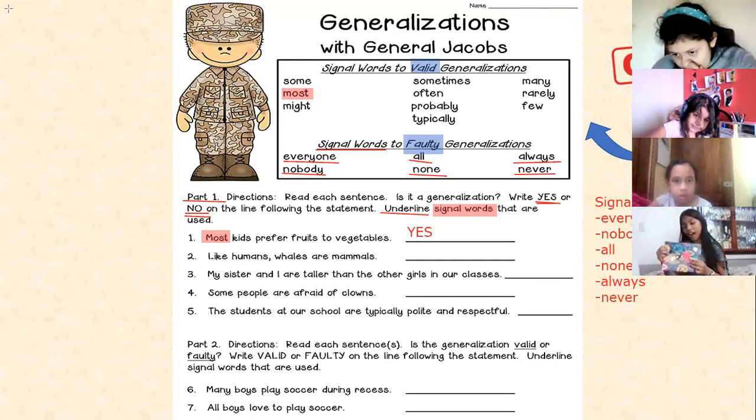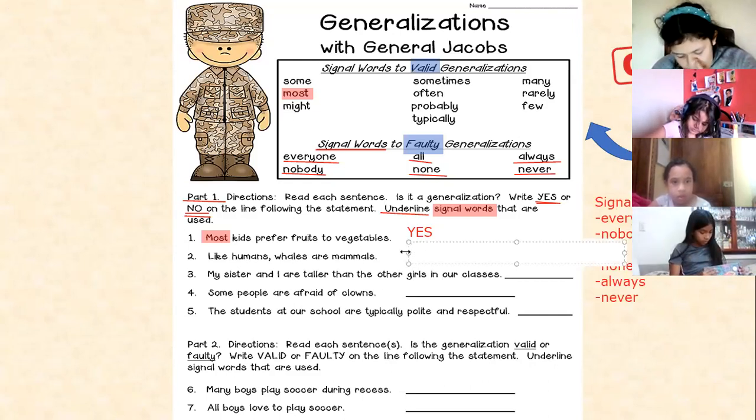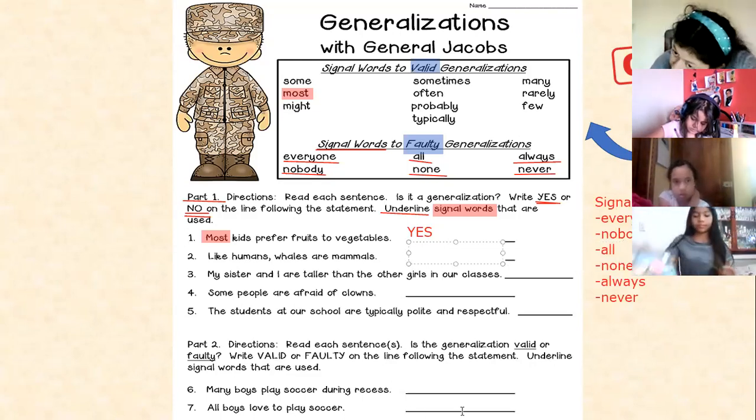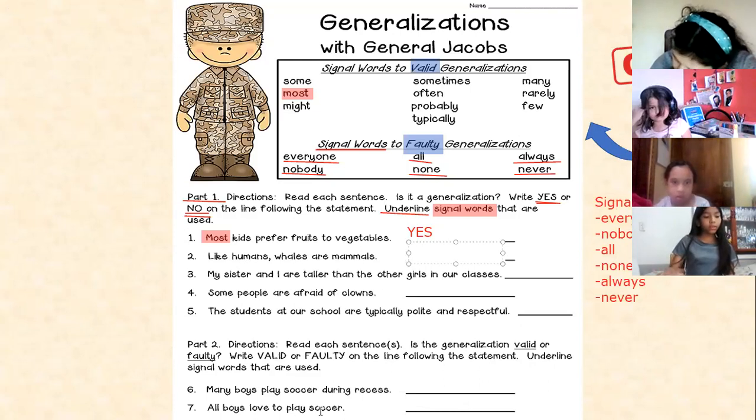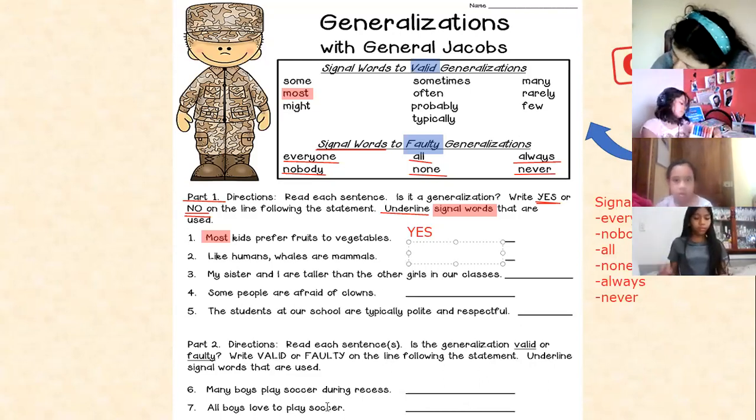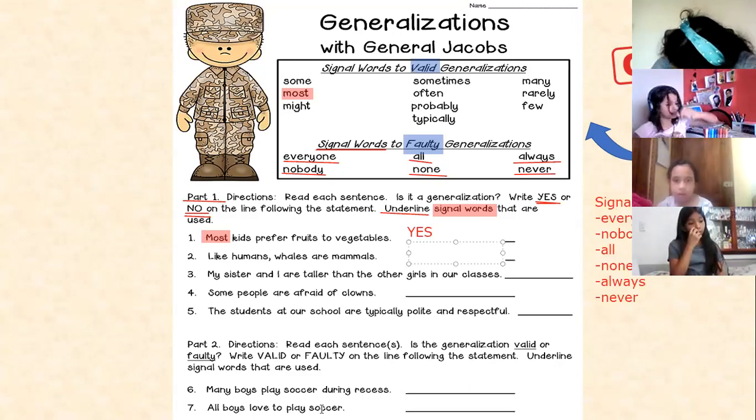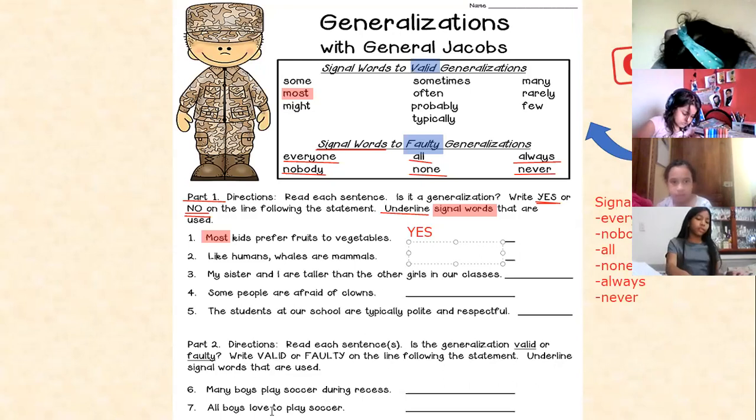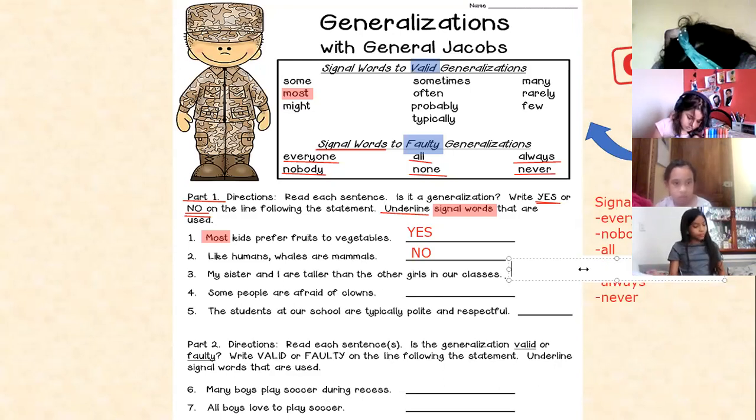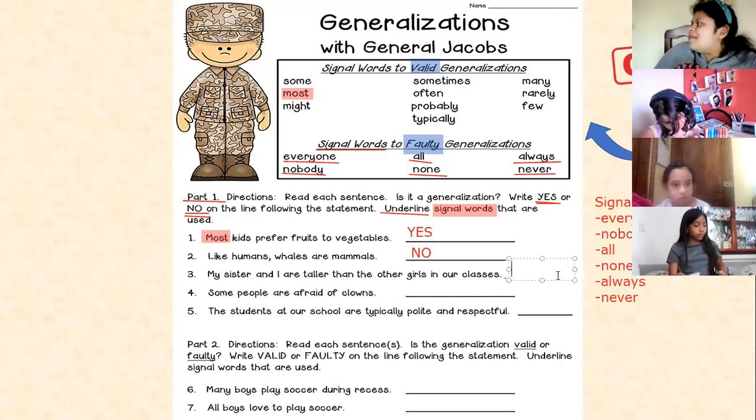Yes, that's true. Second one: like humans, whales are mammals. Yes or no? No, it's not true. Is it a generalization? Yes or no? No, it's not a generalization. Why not? Because it's talking about two specific groups, not all the animals.